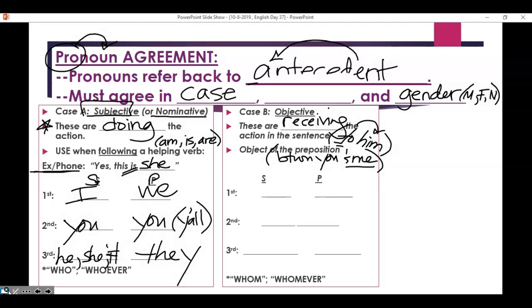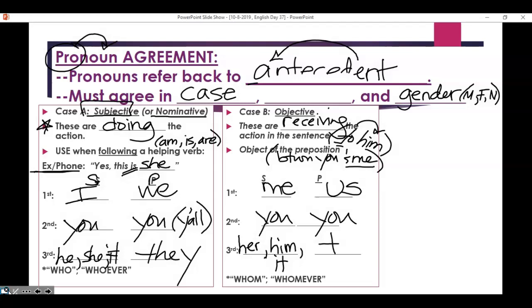So first person happening to you, you wouldn't say like he hit I, you'd say he hit me. Second person doesn't change at all. Third person, instead of saying she did it, you say it happens to her, happens to him, it happens to it. It doesn't change. First person plural, if a whole group of people did something that happened to us. Third person plural, if a whole group of people did something and happened to them.